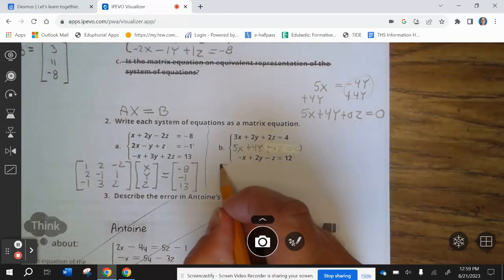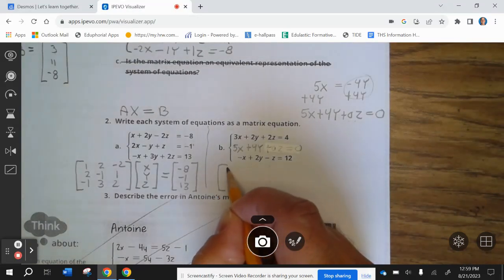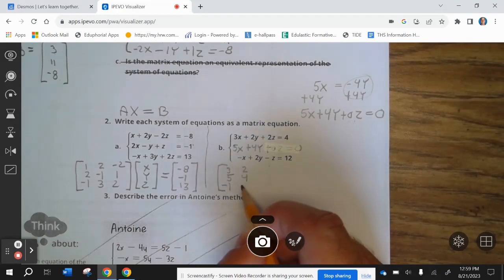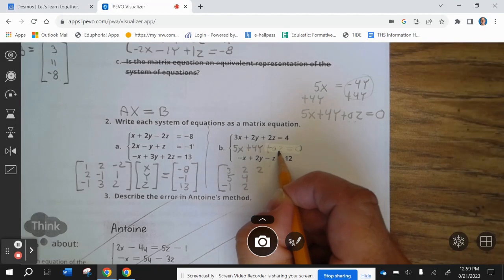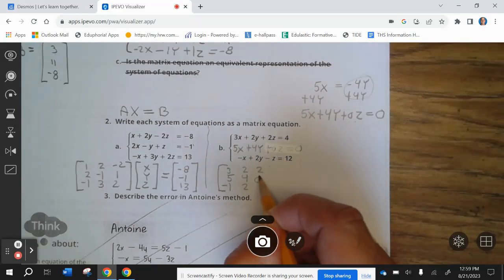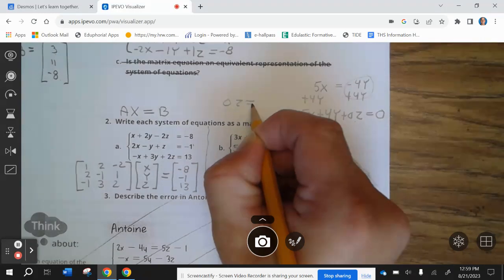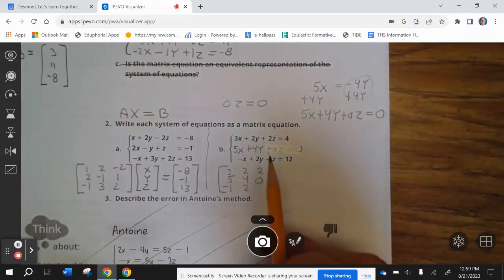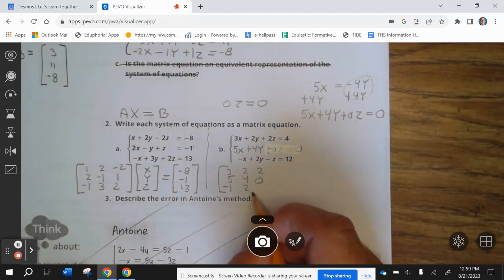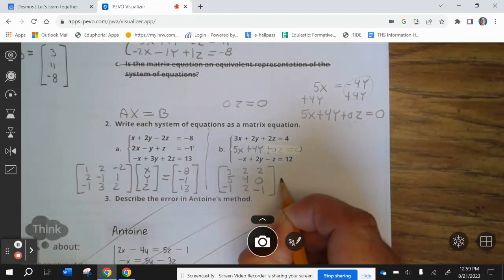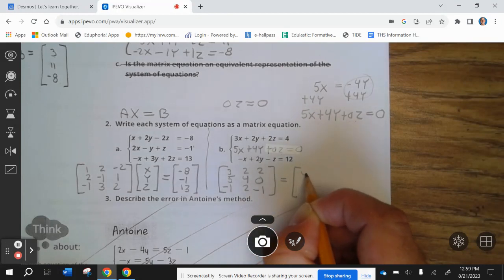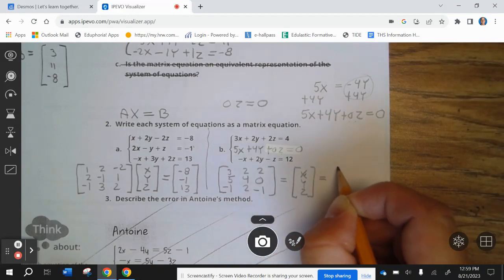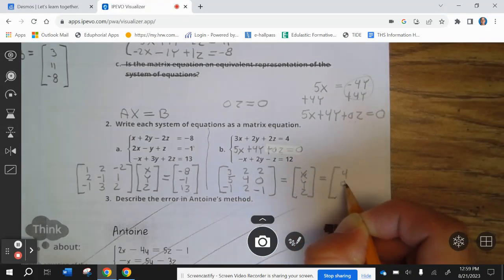So now we have 3, 5, negative 1, 2, 4, 2, 2, 0z. And the reason why we added that, and we can add that, is because 0z equals nothing. So we've added nothing to the equation. We can do that, okay? But we did it as a placeholder, so we have a z there, and then that's negative 1, equals x, y, z, equals 4, 0, 12.